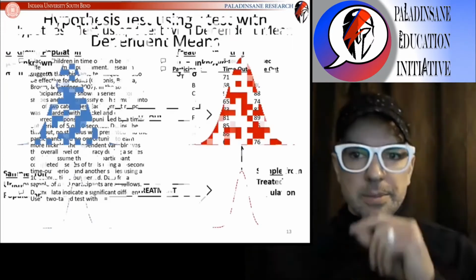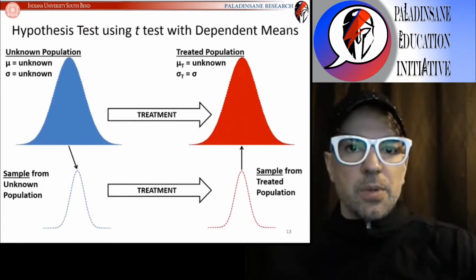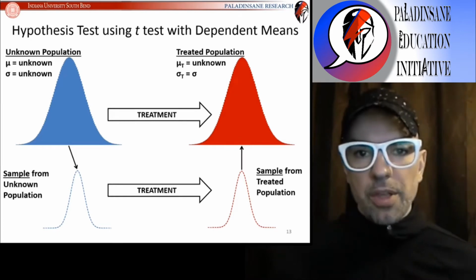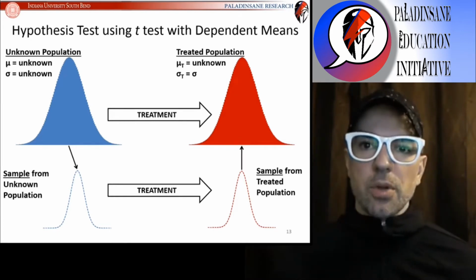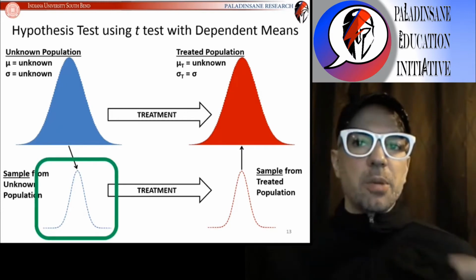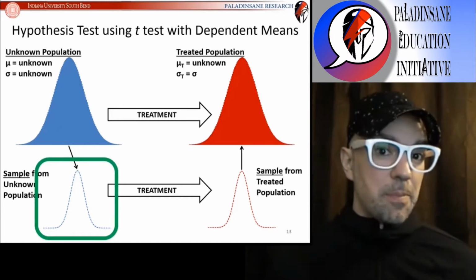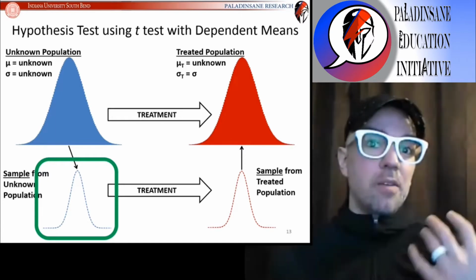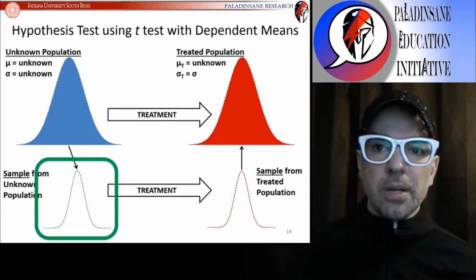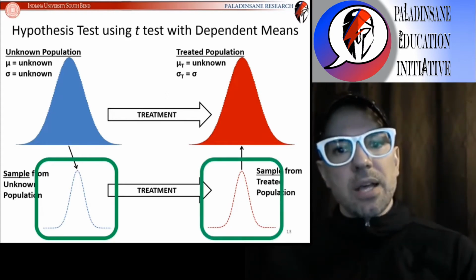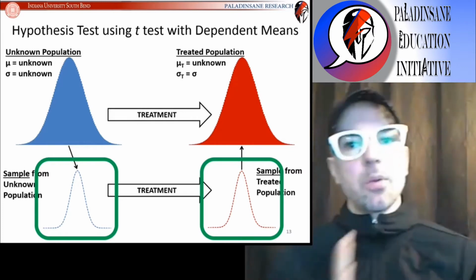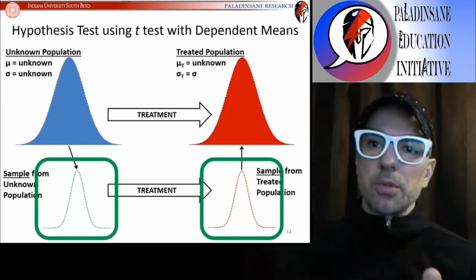So in this case, the hypothesis test with the dependent means has the same structure that we've been dealing with so far. It has the same structure of taking a sample from an unknown population. However, the big difference here is that for the first time, and this makes a ton of sense, we're going to measure this sample before treatment, and then we're going to measure them a second time after treatment. So we're going to measure them before we do anything, and then we're going to measure them after we do anything. We're going to measure them twice.